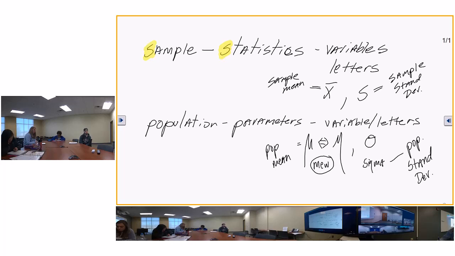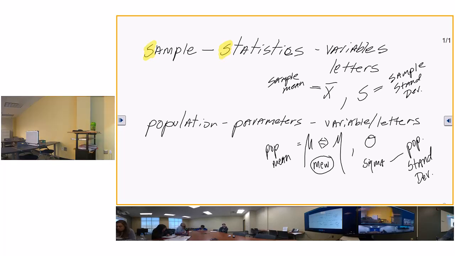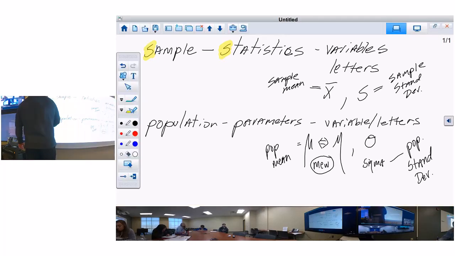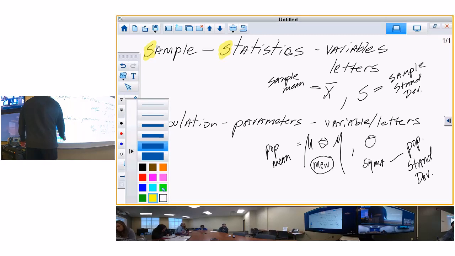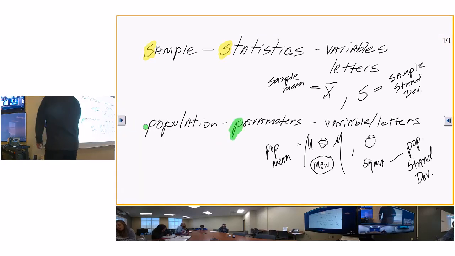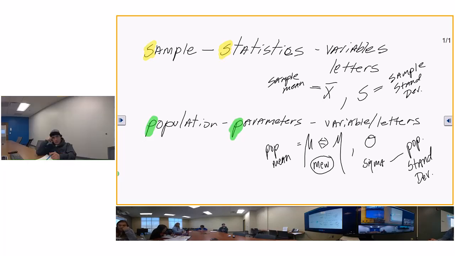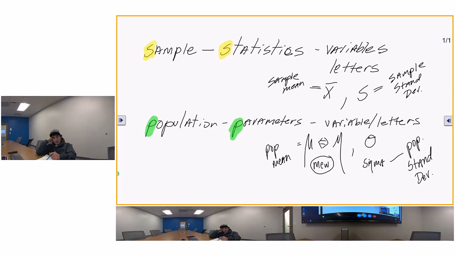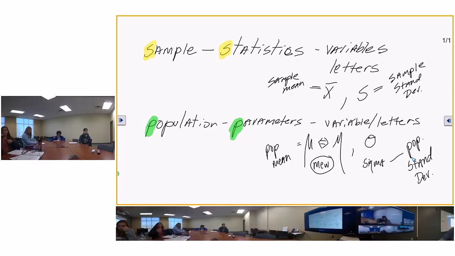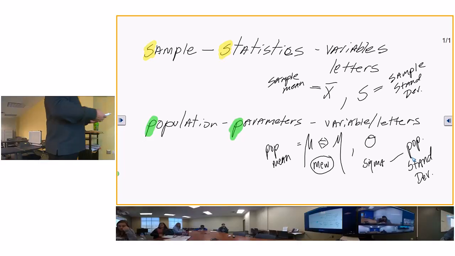And what goes here? The S goes with the S, but what goes here? The P goes with the what? P. Population parameter, sample statistic. So let me give you an example of where this is applicable.